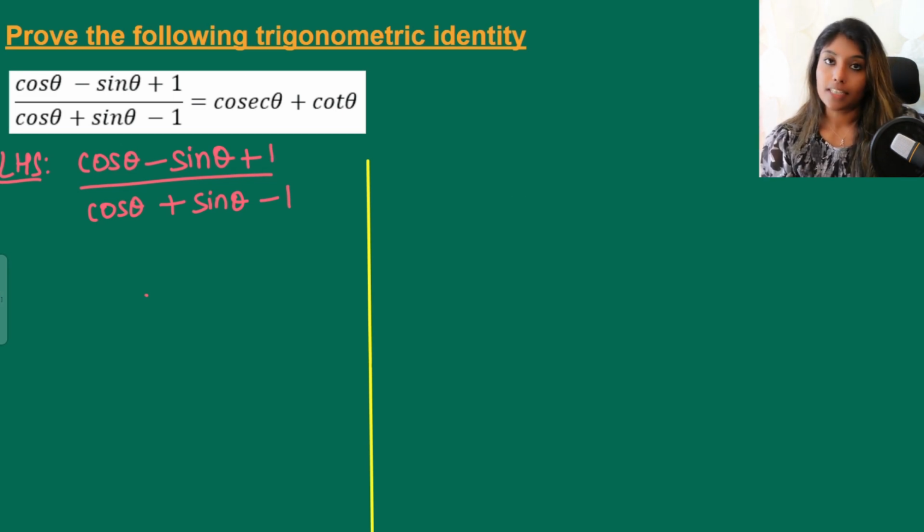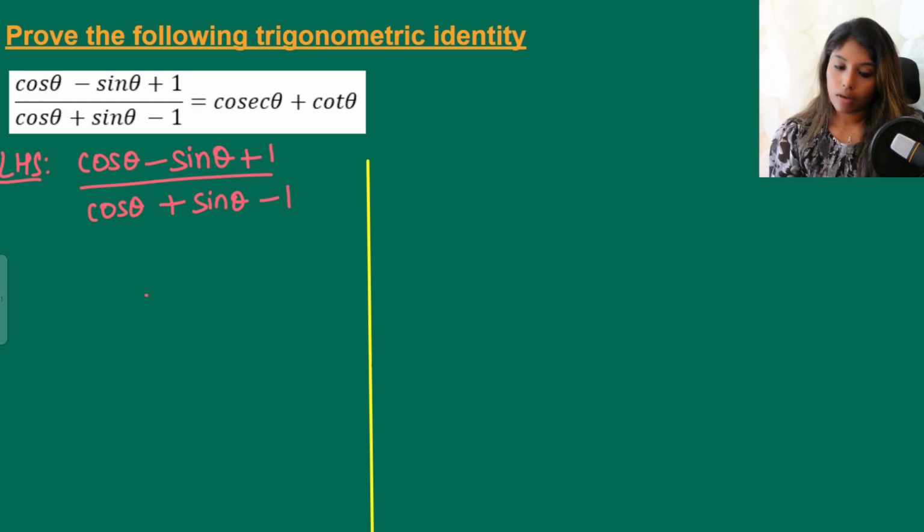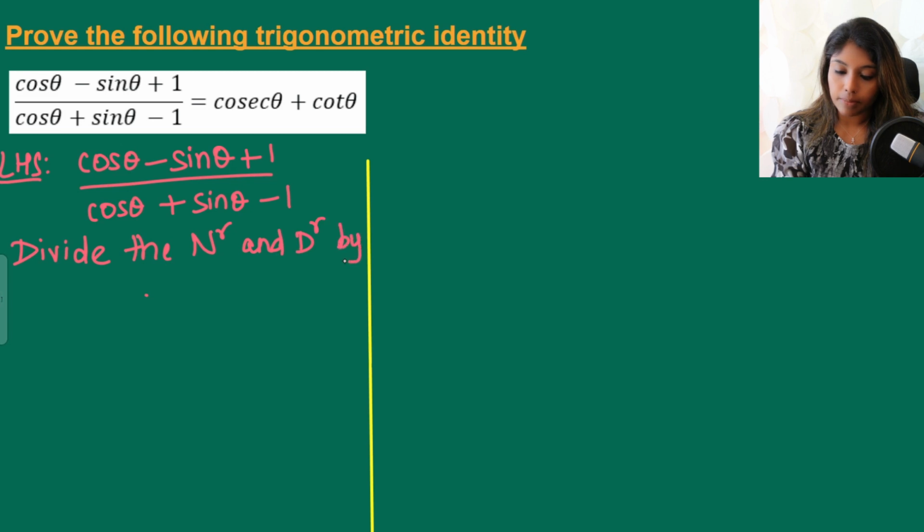Same goes with the denominator as well. But if you try to divide them with cos theta, what happens is cos theta over cos theta gives 1. Sin theta over cos theta gives tan theta, which is not required. And 1 over cos theta gives secant theta, which is also not required. So the best way is to divide the numerator and the denominator by sin theta.